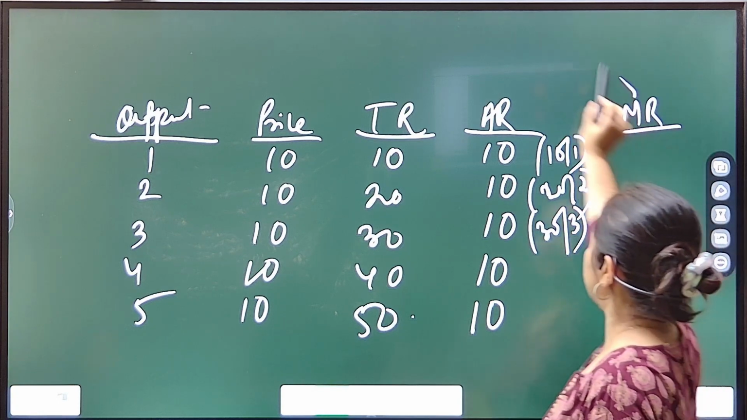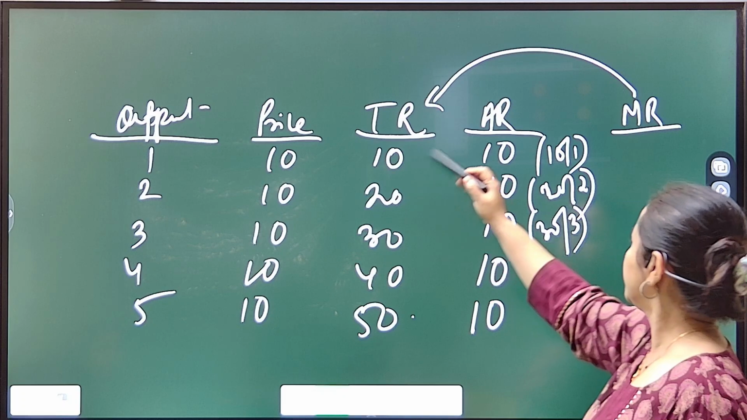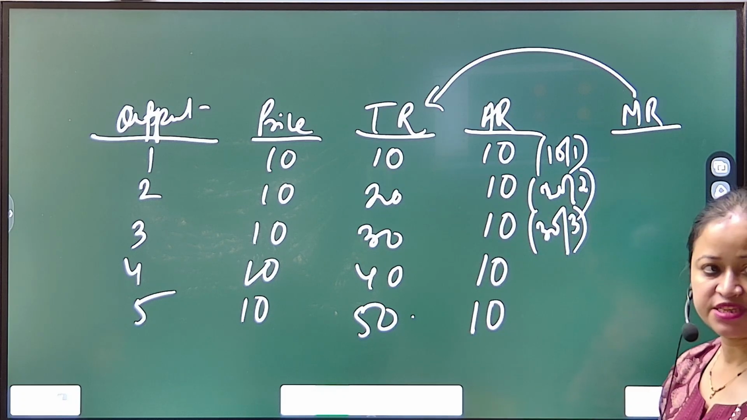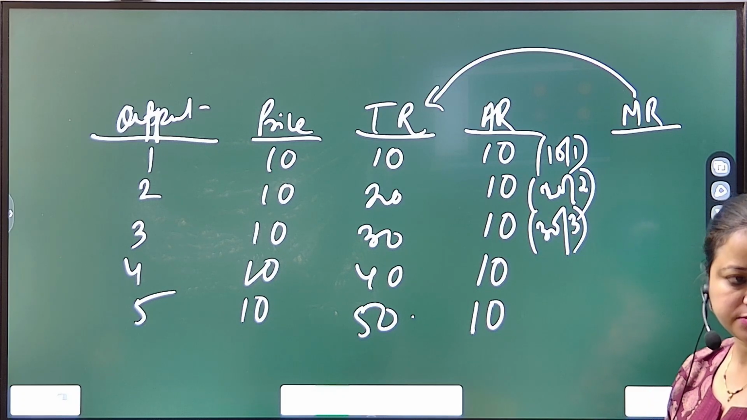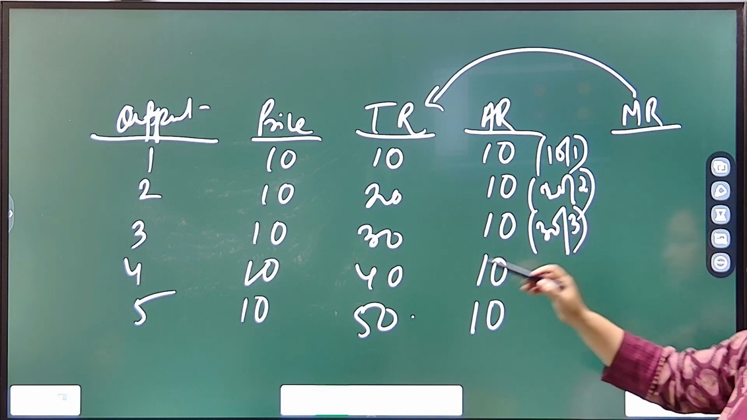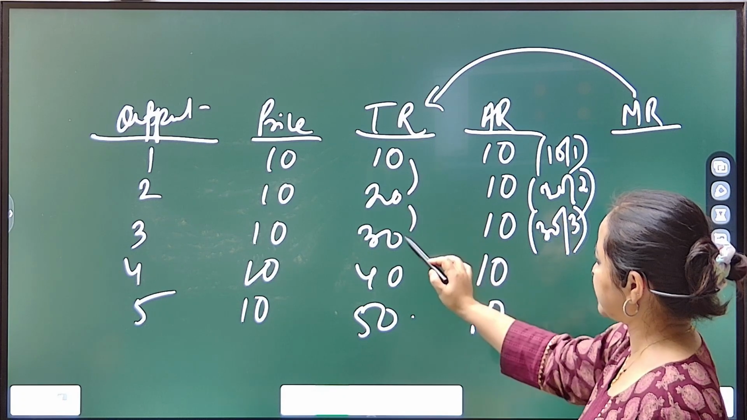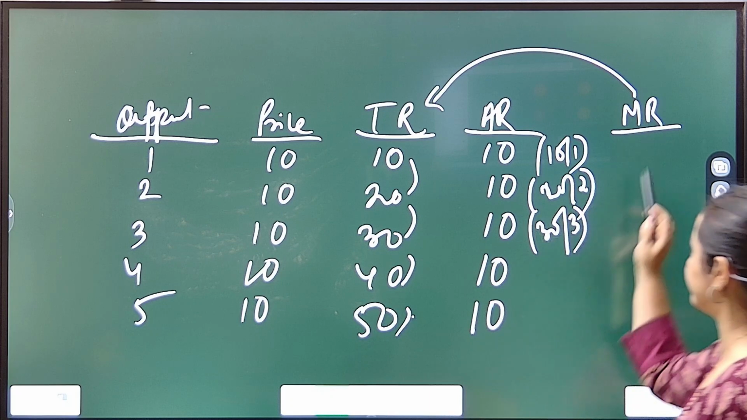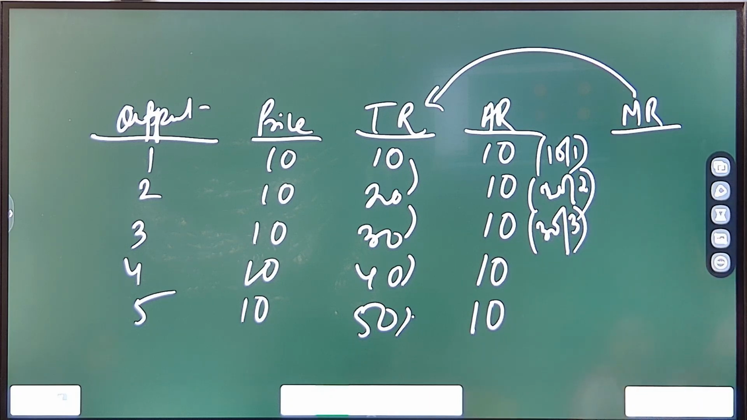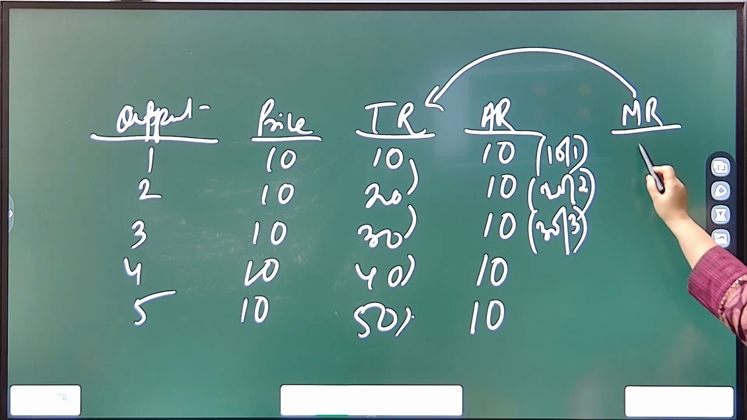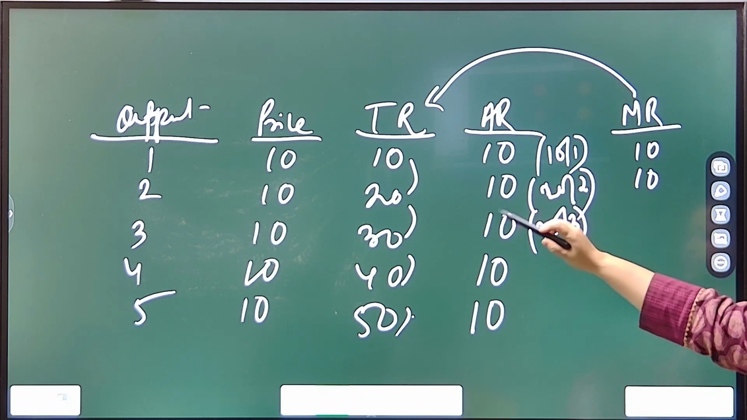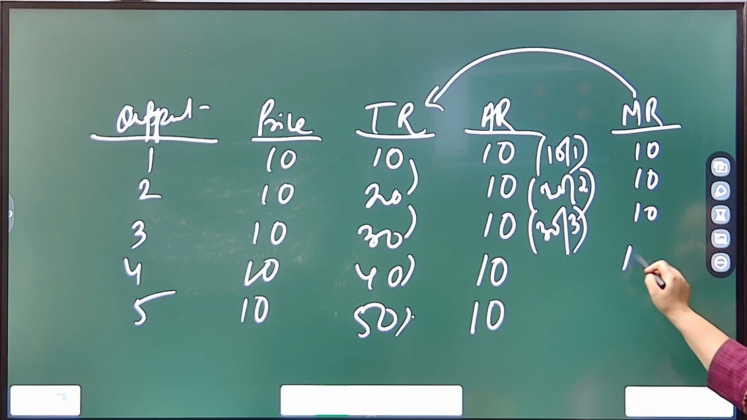To calculate MR, you will see the difference in TR. The difference is 10 everywhere. So MR is 10. You can write 10. So it is the additional revenue that is obtained by selling an additional unit.